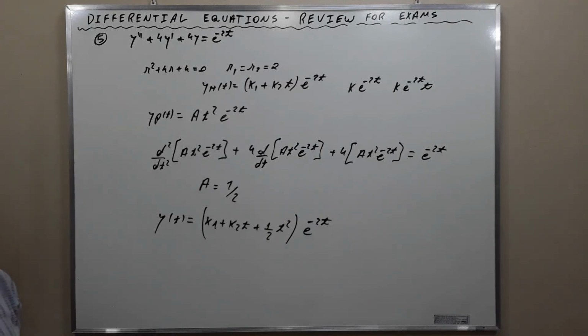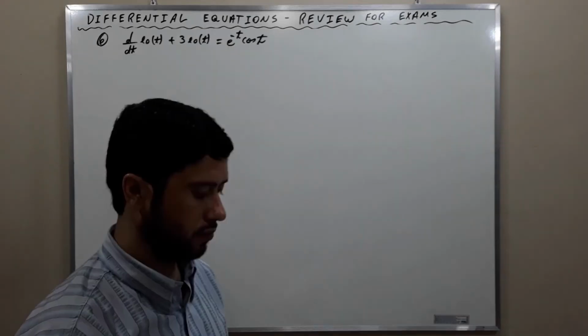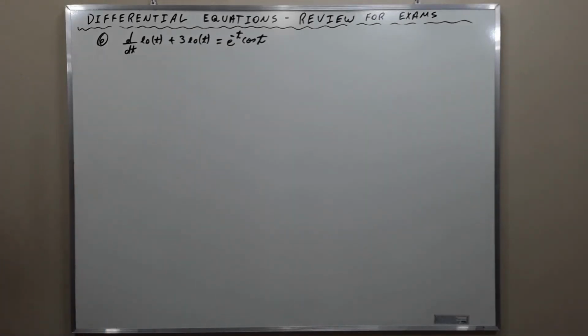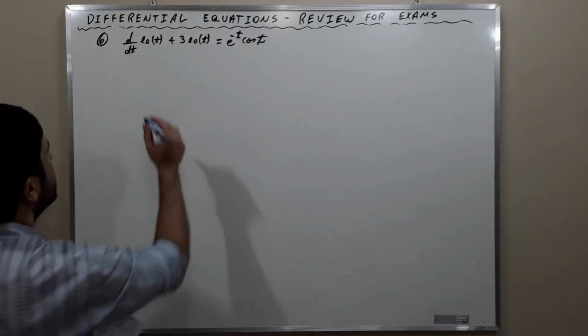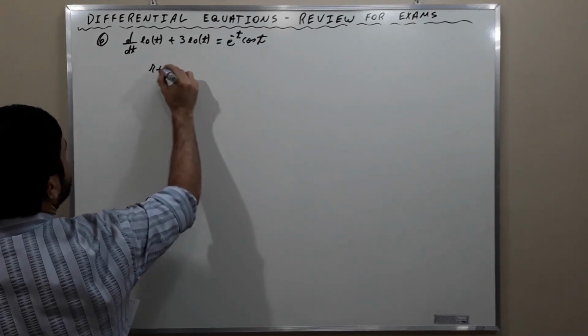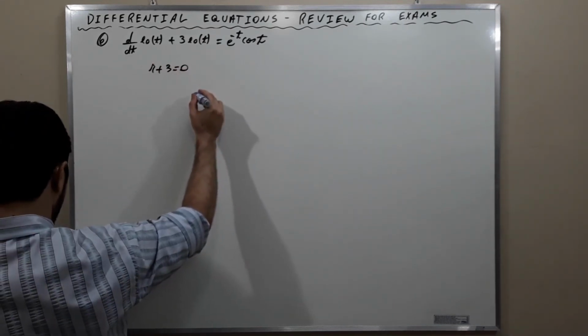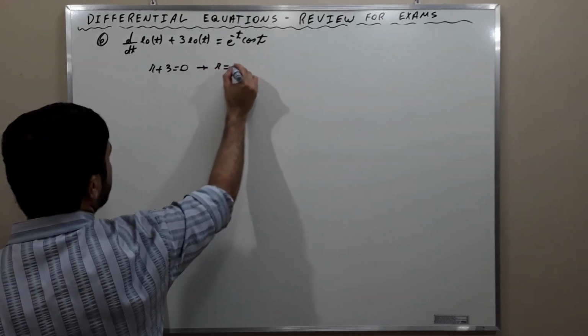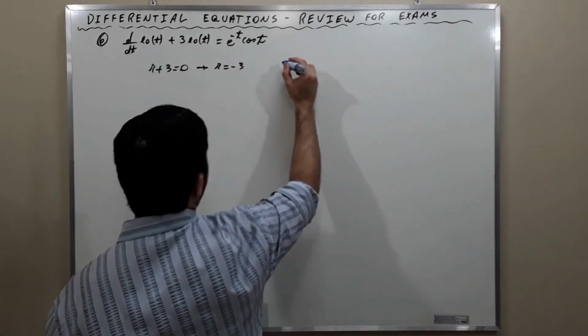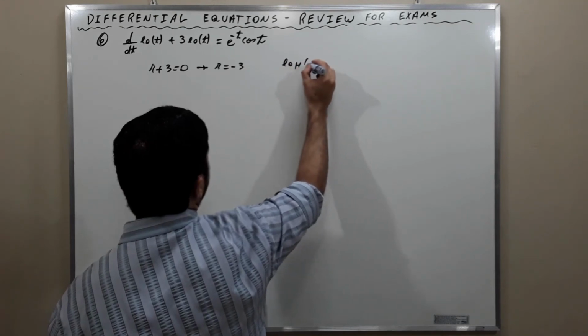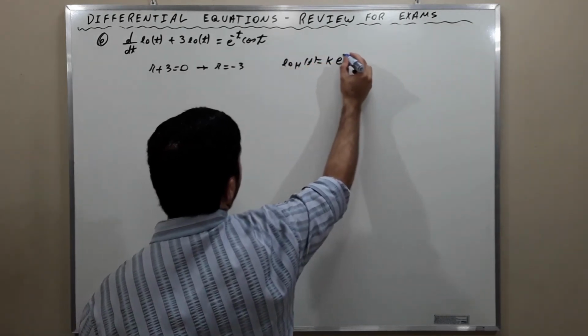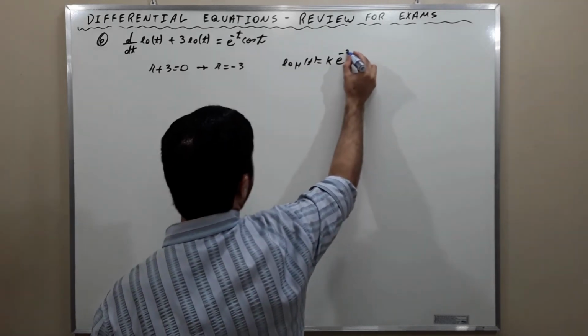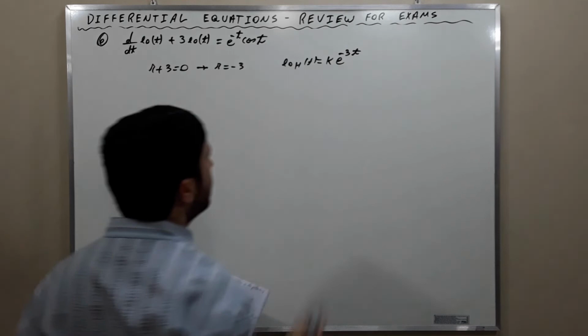Now let's go to the last, exercise 6. Exercise 6 wants us to find the general solution of the following differential equation. As always, we are going to find firstly the homogeneous solution. The homogeneous solution is easy, and it is simply r plus 3 equal to 0, where r is equal to negative 3, and so e_h of t is equal to k e raised to the power of minus 3t. Okay, easy.